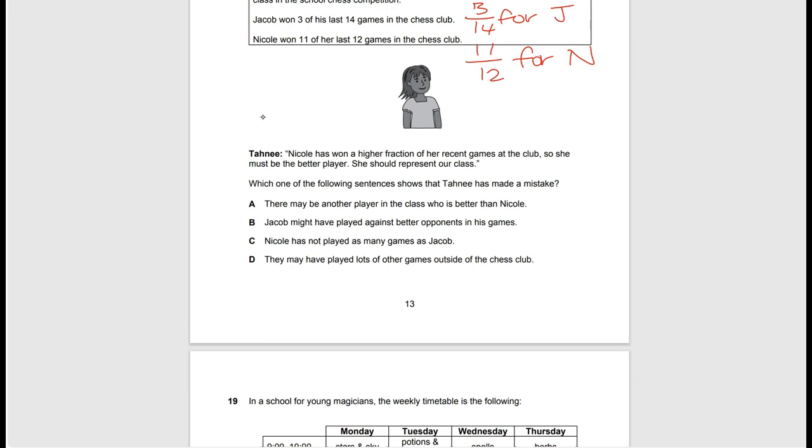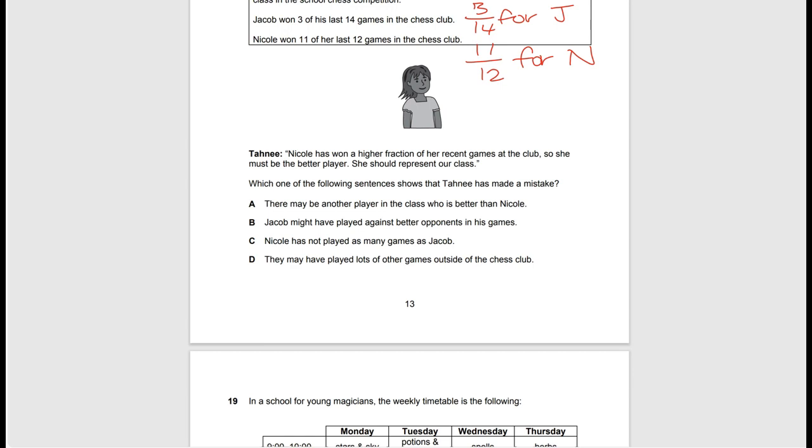Tani says, Nicole has won a higher fraction of her recent games at the club. Yes, so at this club. So she must be the better player. She should represent our class. Although Tani is making a valid statement, it's important to recognize that she may have performed better in this particular club, in this school club, but Jacob could be better outside. Maybe if they played in a different school club, maybe Jacob would be better. So it's not fair to just look at these fractions, because these fractions only talk about this particular club. We don't know about the performance of Jacob and Nicole in different chess environments.